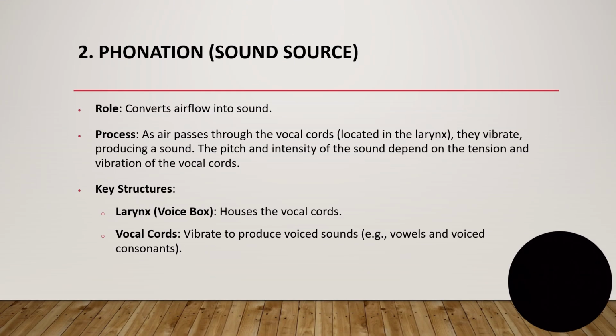Now let's look at phonation, or the sound source. It converts airflow into sound. The process: as air passes through the vocal cords located in the larynx, they vibrate, producing a sound. The pitch and intensity of the sound depend on the tension and vibration of the vocal cords. Key structures here: we have the larynx, or the voice box, which houses the vocal cords. We have the vocal cords, they vibrate to produce voiced sounds, for example vowels and voiced consonants.